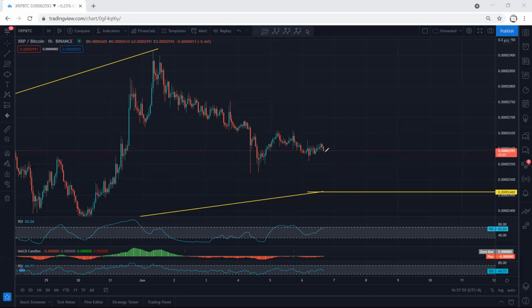And right now we don't have any good trade setup. And as I mentioned, this is how we can look at the chart. In this case, we just follow the chart.